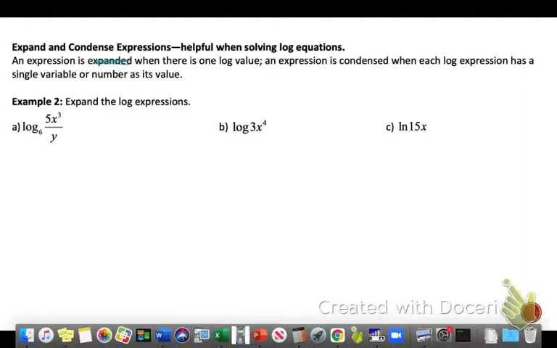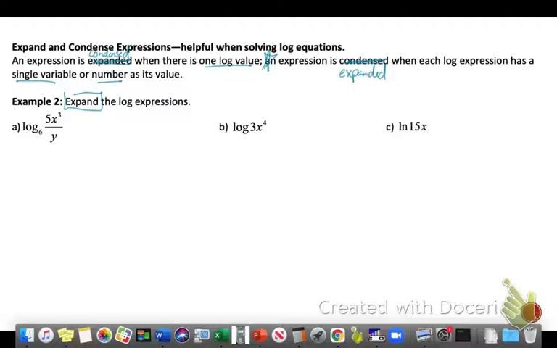So that should be condensed. So change that. When there is one log value, an expression is expanded when each log expression has a single variable or number as its value. So we are going to expand. So we're going to focus on making sure once we expand that each of our log expressions has a single variable or number as its value.